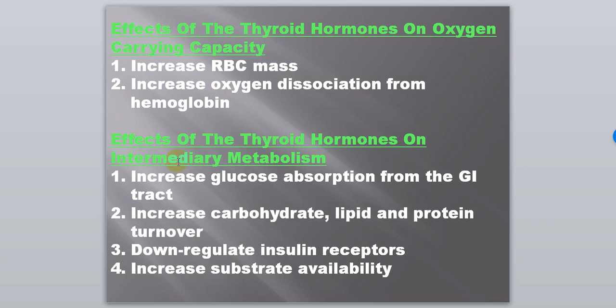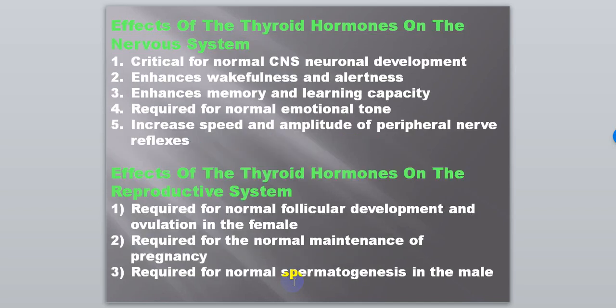Effect of thyroid hormones on intermediary metabolism: increase glucose absorption from the GIT, increased carbohydrate, lipid, and protein turnover, that means an increase in sources of energy in the blood, downregulate insulin receptors, almost decreasing the activity of insulin, increase substrate availability, and provide substrate very important to the production of energy. That means increased energy in the body by the effect of thyroid hormone from all sources, protein, carbohydrate, and fat. All of them can work in increasing energy under the control of thyroid hormones.